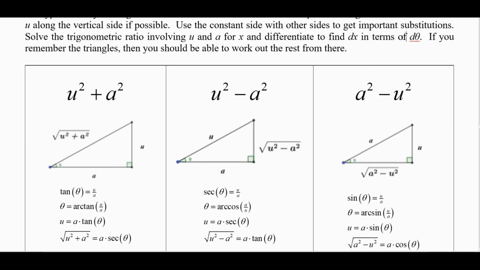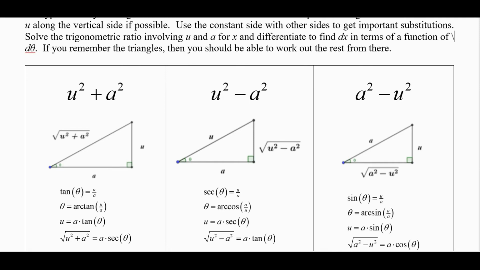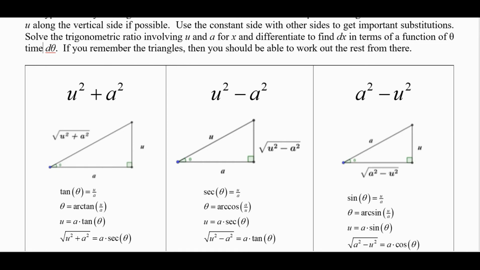dx is in terms of a function of theta times d theta. And we can solve for theta if we need it to be the arctangent of u over a. And then the square root, use it with the constant side. That square root over this a is, let's see, hypotenuse over adjacent side, so that is the secant of theta, the reciprocal cosine. And so that square root expression is a secant theta.